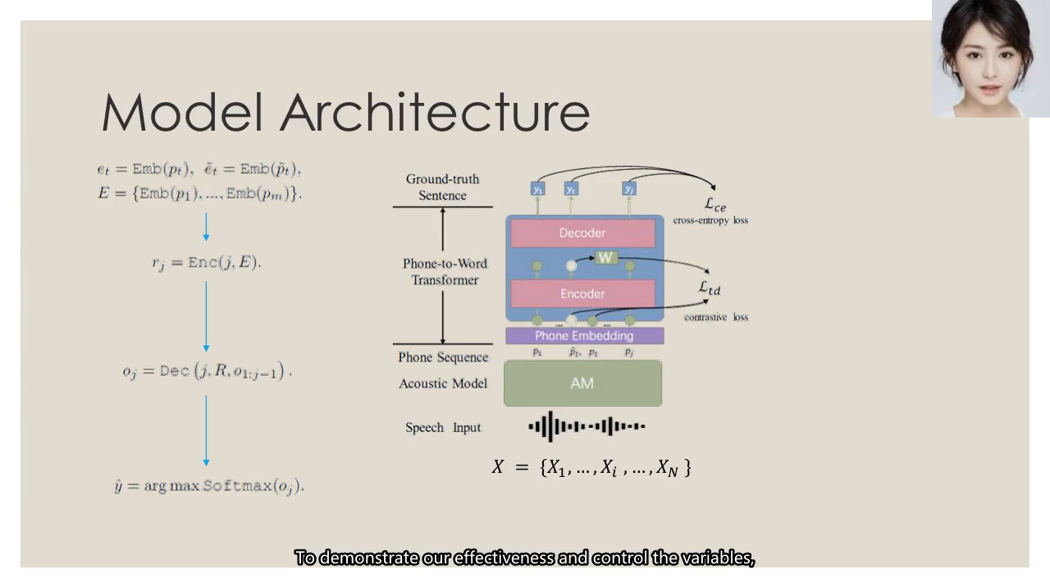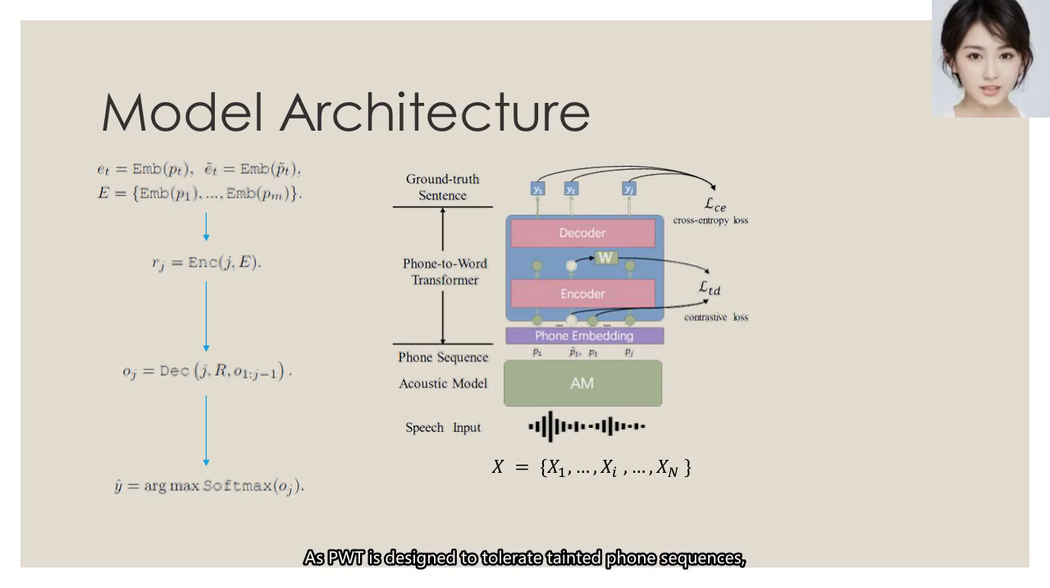To demonstrate our effectiveness and control the variables, we adopt the AM from an existing ASR model and fix it, which also represents an ordinary AM used in real-world applications. We focus on the development of the PWT module containing phone embedding layer, encoder, decoder layer, and an affine layer W. The phone embedding layer maps the phoneme index to a dense representation, and the encoder encodes and captures information from the phone sequence. The decoder outputs corresponding representations of predicted words.